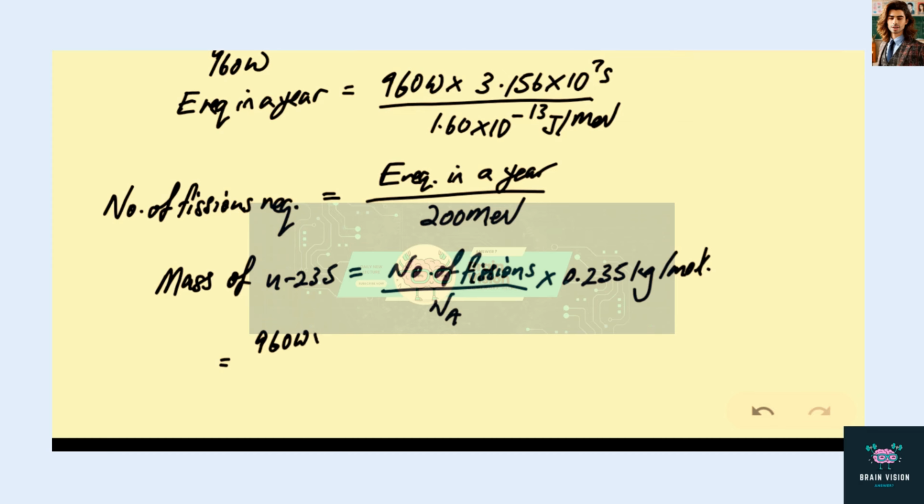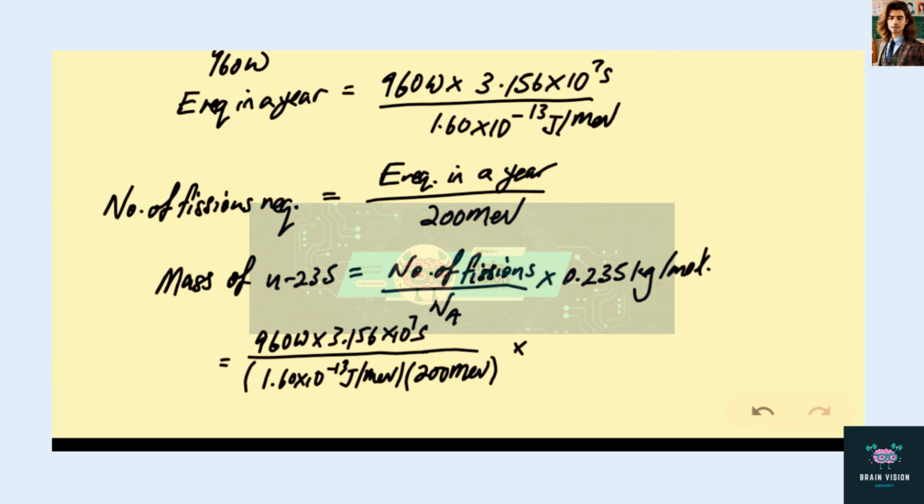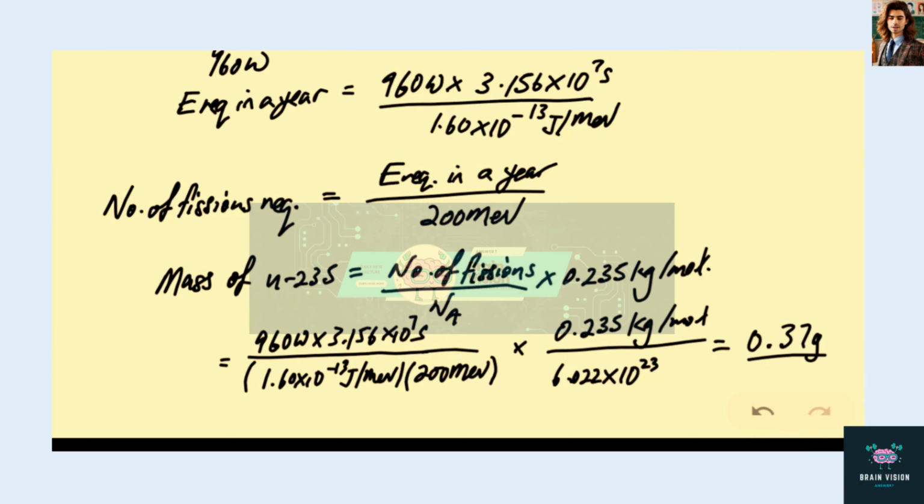Alright, so putting everything together should be 960 watts multiplied by the number of seconds in a year, and this should be our final expression, which we will just need to evaluate in the calculator, and we should get a value of 0.37 grams, and this will be the mass of uranium-235 that's required.